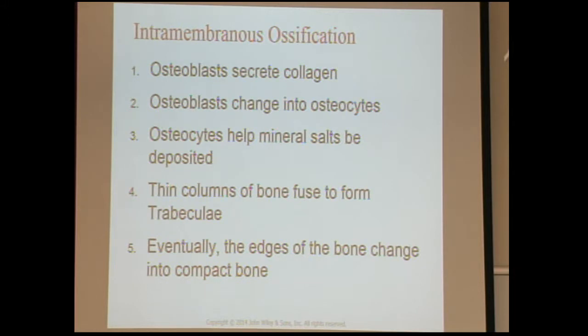So I'm going to give you some simplified steps for each one, then we'll watch a little movie, and then in a little bit you're going to do an assignment with those. So for intramembranous, we start with osteoblasts secreting collagen. That's part of the bone ECM, but it's not the really hard part. They change into osteocytes and deposit mineral salts. Those mineral salts make columns of bone. They fuse together to make trabecula. And then the edges turn into compact bone.